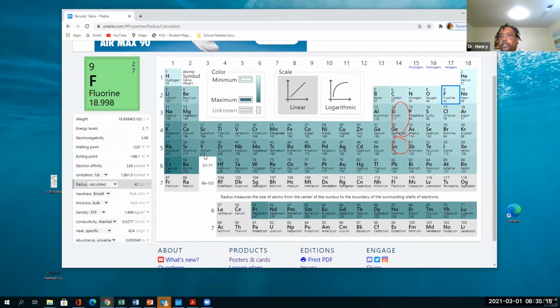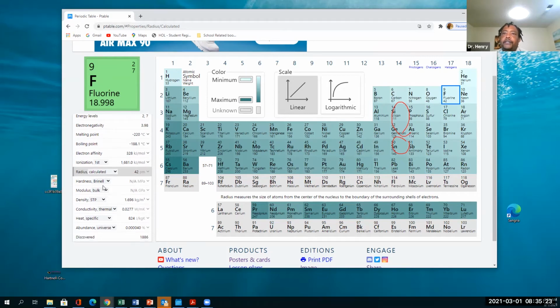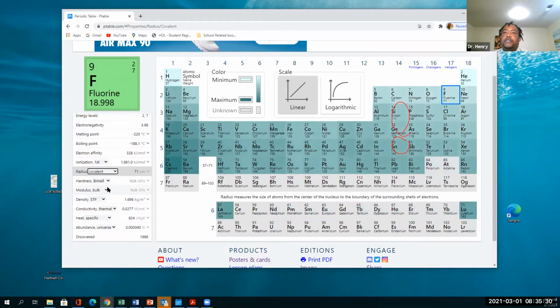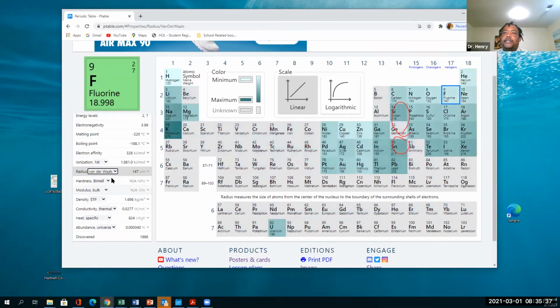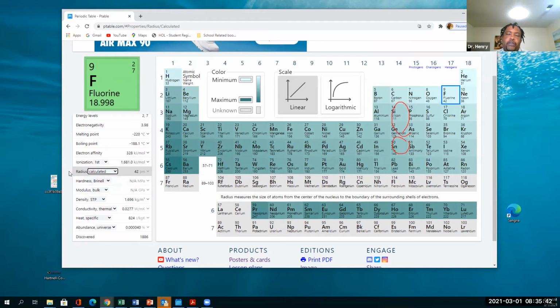Okay, so if you wanted to look at the radius of, let's say, fluorine, it's right here, radius. This will give you your covalent radius. That will be your empirical radius. And that will be your van der Waals radius. All those are going to be important, but the calculated radius is what we're going to be using for calculating, like I said, lattice energy. Let's see, erase, clear.